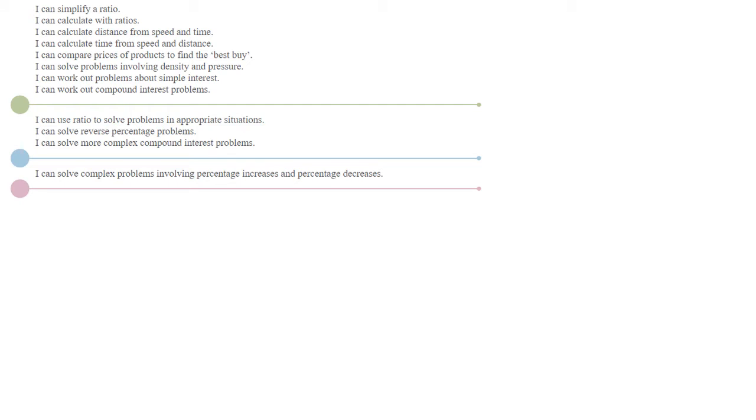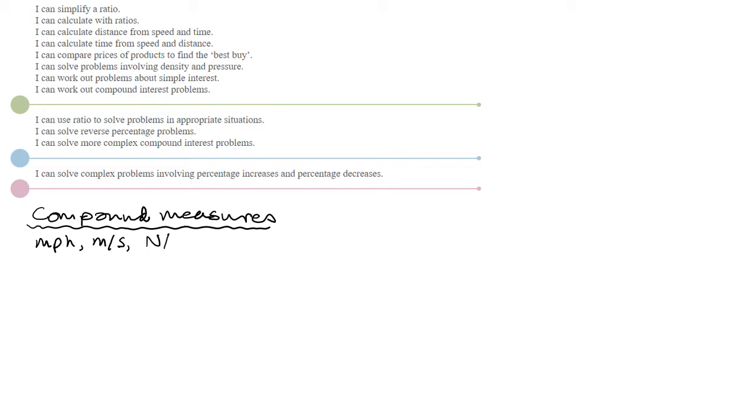So here we have compound measures. Now compound measures are made up of more than one unit, like miles per hour, meters per second, newtons per meter squared, grams per cubic centimeter. Yeah, these are all compound measures. They're measures for speed, measures for pressure, and the last one is a measure for density.